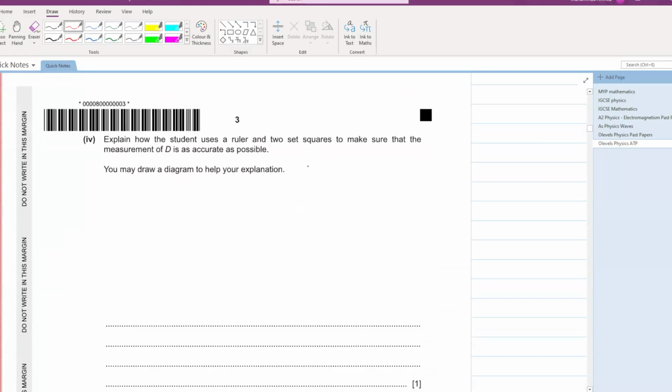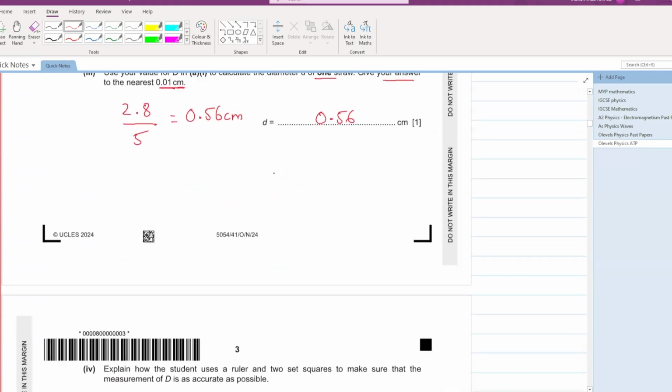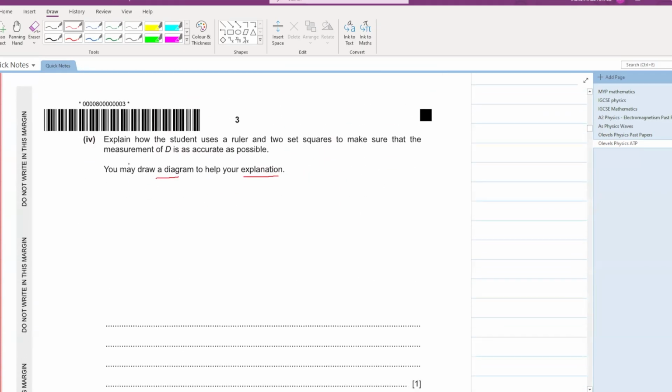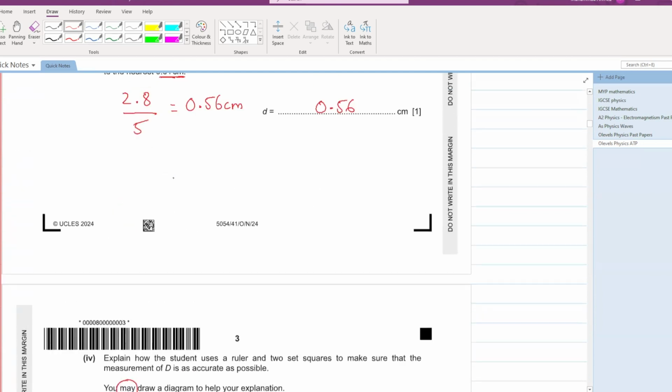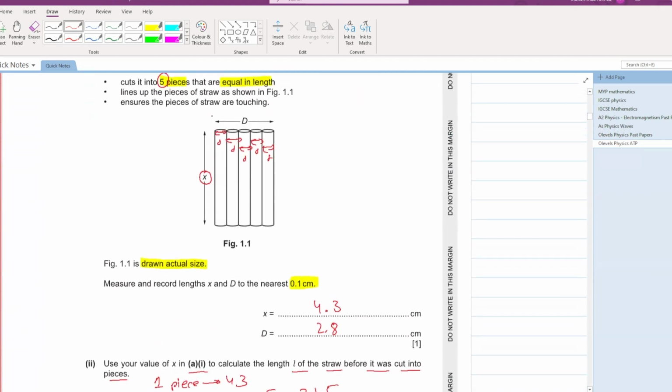Explain how the student uses a ruler and two set squares to make sure that the measurement of d is as accurate as possible. You may draw a diagram to help your explanation. Always remember, if the examiner is giving you this luxury to draw a diagram, you must utilize it, especially in the ATP papers. So, how will the student measure d as accurately as possible using a set square and a ruler?